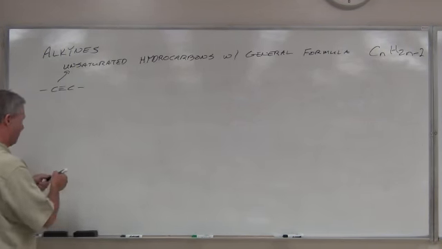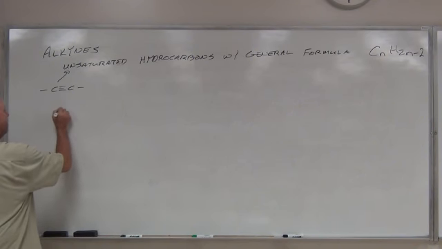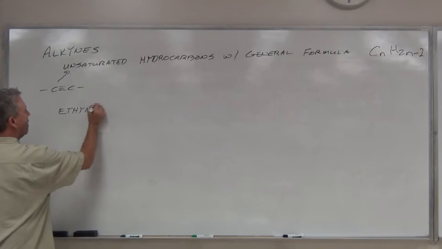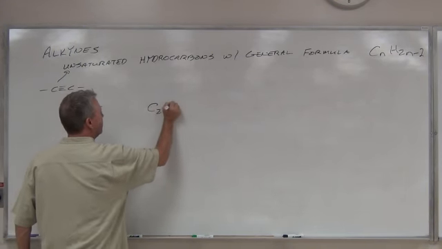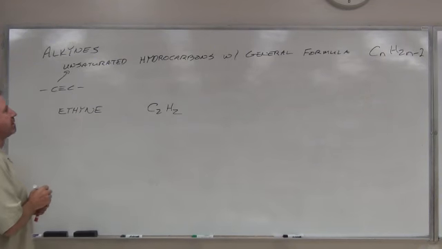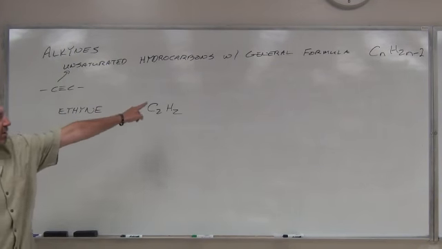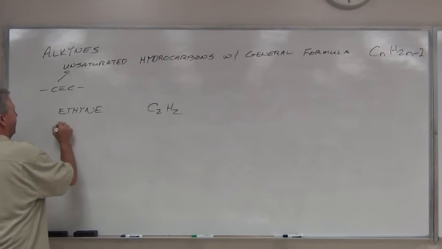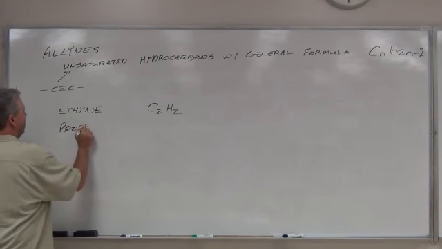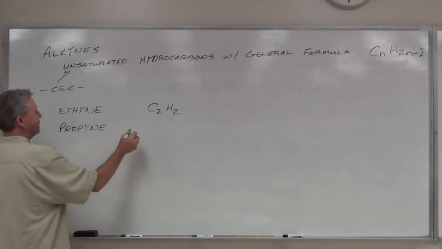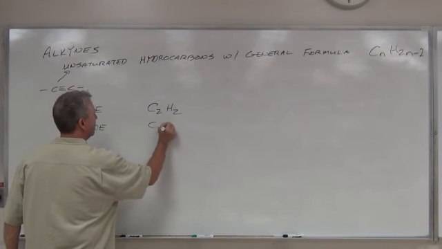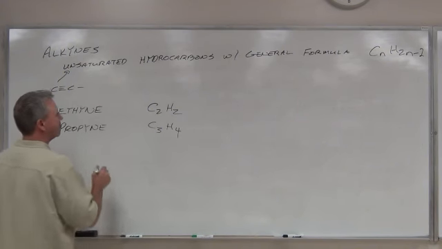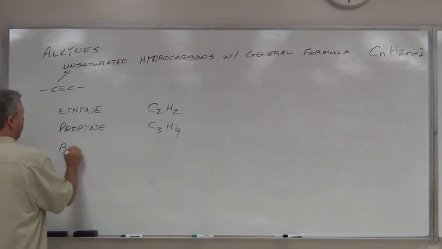Again, our first couple of members. Ethyne, C2H2. Notice if n is 2, 2 times 2 is 4, minus 2 is 2. Ethyne, propyne, C3H4, butyne.